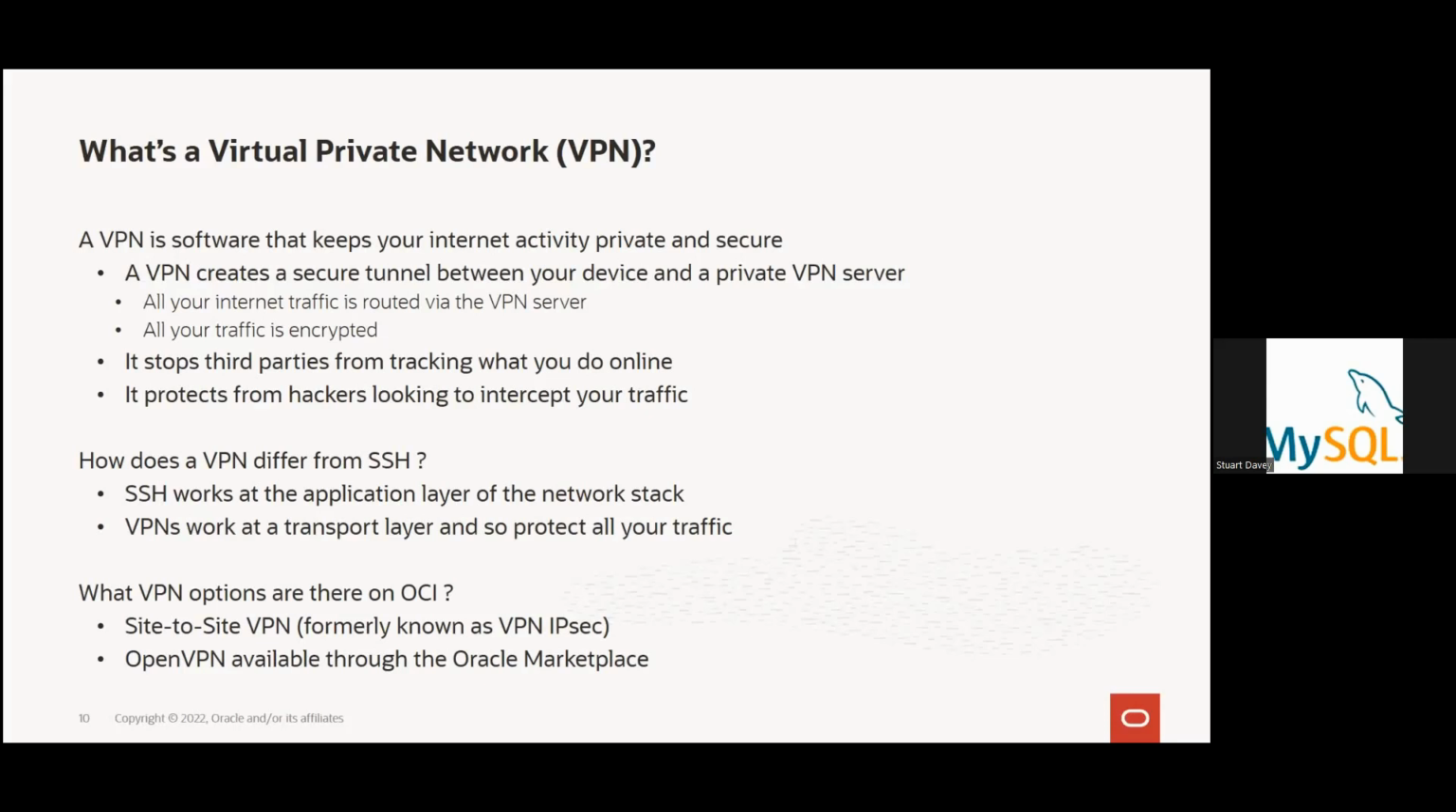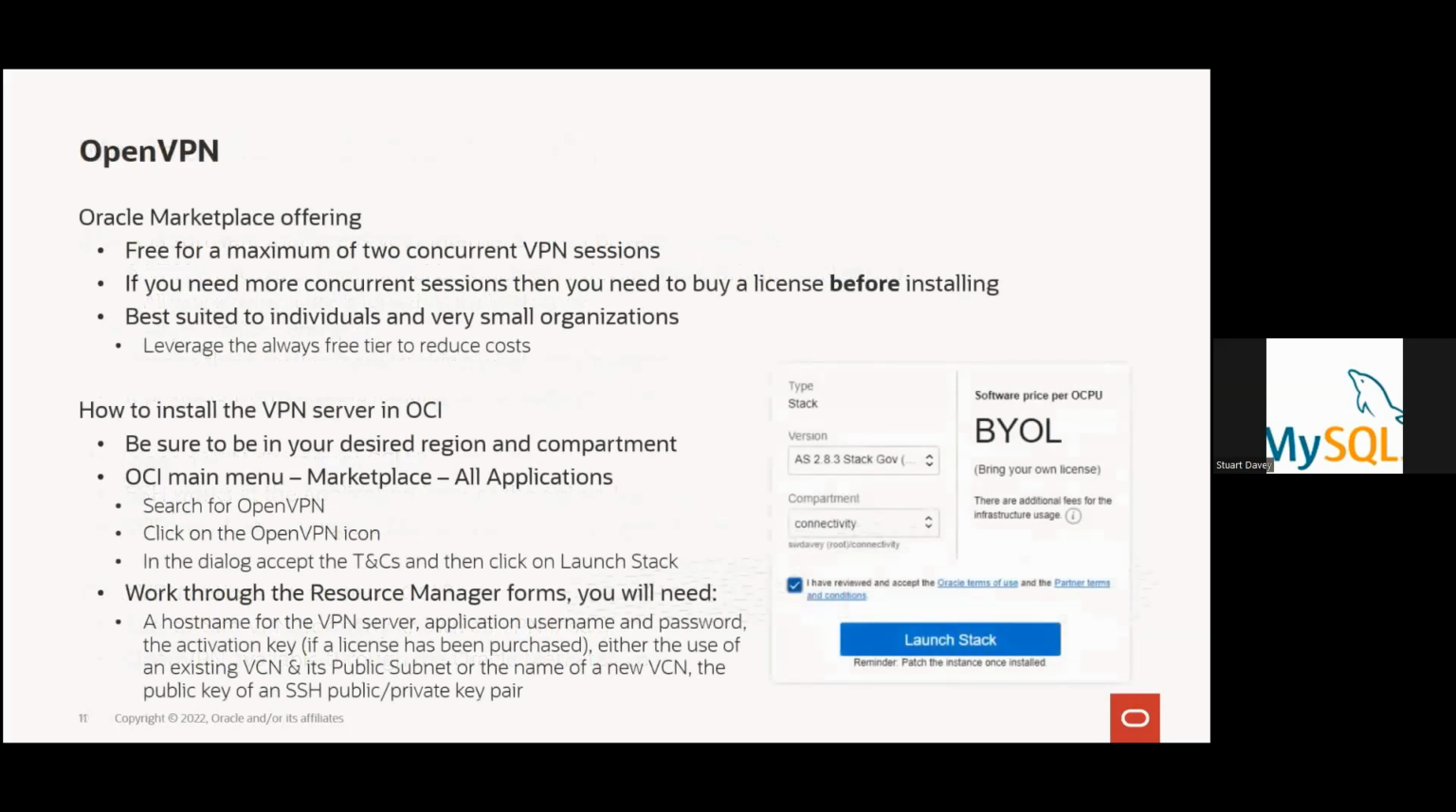We've got a couple of options. We've got site-to-site VPN, which is the more formal offering from Oracle, but you can also go to the Oracle marketplace to use OpenVPN. The great thing about OpenVPN is you get 2 concurrent VPN sessions for free, so you don't need to buy any license or anything like that. If you need more, then clearly you've got to license it. Probably best suited to individuals and smaller organizations.